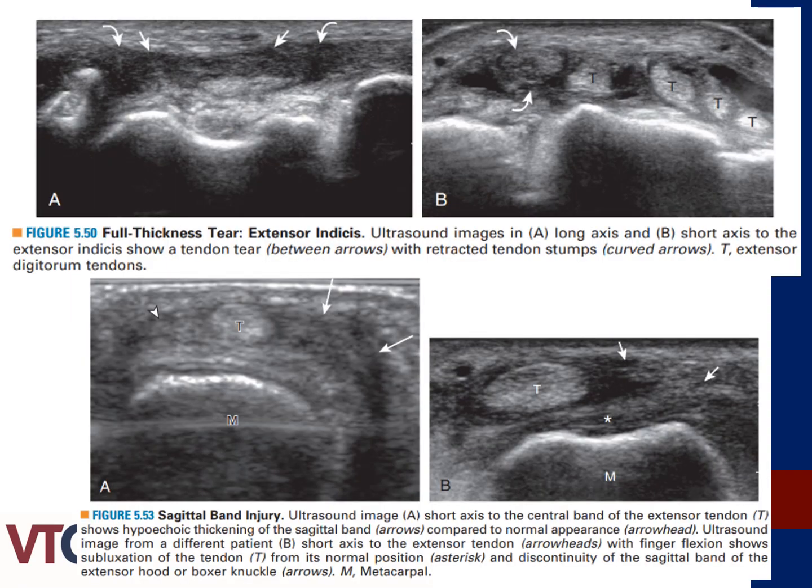This slide demonstrates some pathology that can be seen utilizing the ultrasound. The top image demonstrates a tear of the extensor indicis. I think this is most easily visualized in figure B, which demonstrates the abnormality of the torn tendon in comparison to the intact extensor digitorum tendons.